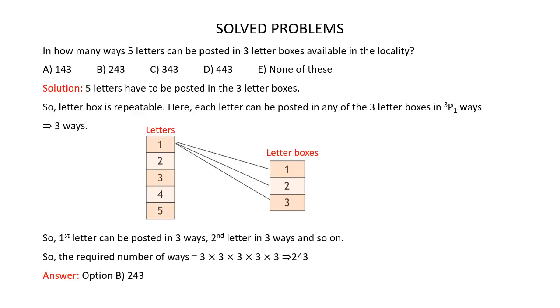In how many ways can 5 letters be posted in 3 letter boxes available in the locality? Here you are given 5 options and you have to find out which of these options is the correct one. So 5 letters have to be posted in the 3 letter boxes. Now, since the number of letters is more than the number of letter boxes, clearly the letter box is repeatable.